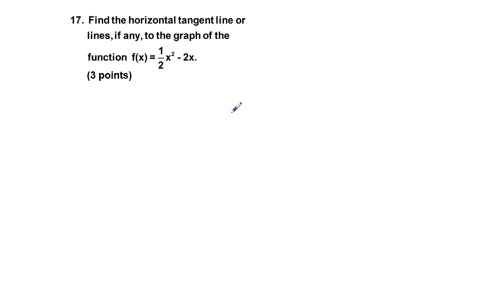17, find the horizontal tangent line or lines to the graph of the function f of x equals 1/2 x squared minus 2x. Well, first step, we'll find the derivative of this function. We'll put f prime of x is equal to, we take 2 times 1/2, which is just going to be 1, and it's going to be x to the 1 power, and the derivative of negative 2x is minus 2. And so we set this derivative equal to 0, so we say 0 equals x minus 2, and solving for x is equal to 2. And so we do have a horizontal tangent line where x equals 2.